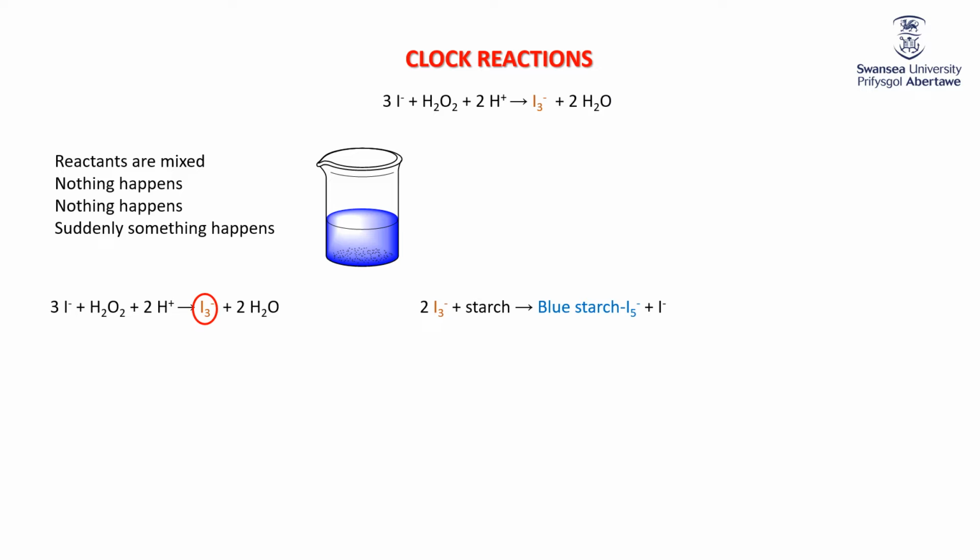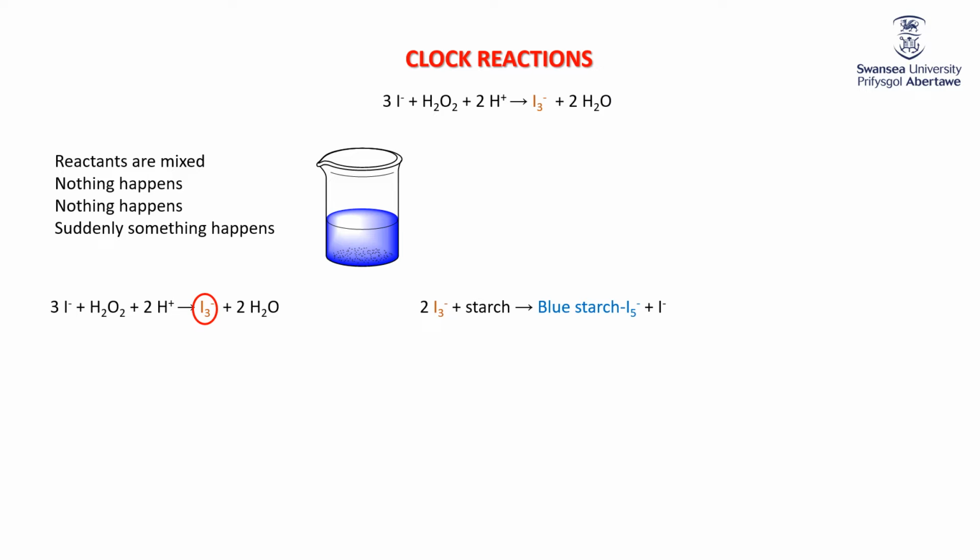Now, again, I'm being a little bit pedantic here, more than you need for the A-level. You're told it's an iodine starch complex. It's actually more complex than that. Two of those triiodide anions come together to make two new anions, an I5⁻ anion and the iodide anion, and it's the I5⁻ anion that is the one that complexes with the starch.